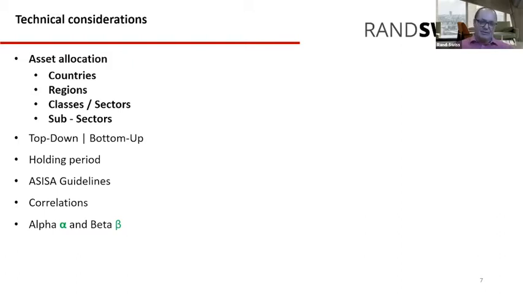Obviously, there are regions as well, classes we spoke about, sectors like, for example, subsectors like property as residential and commercial, etc. There are different subsectors to any asset class that we need to understand as well.